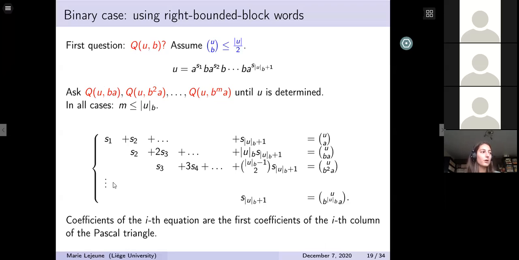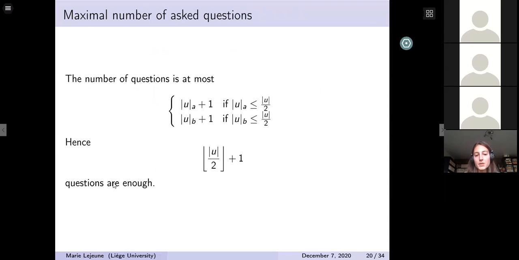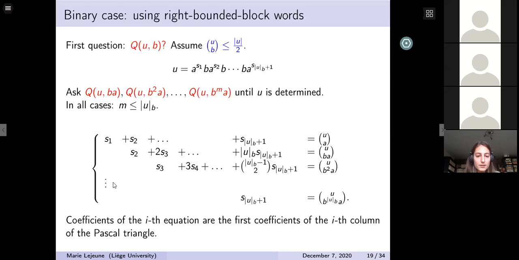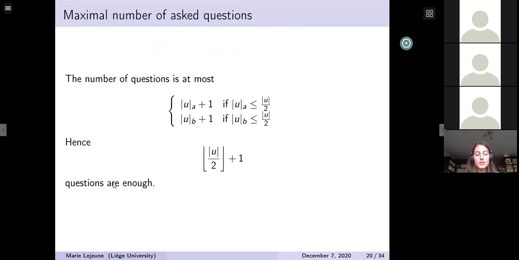Okay, so this is for the binary case. It's pretty easy. And the number of questions, as I told you, is M plus 1 questions. And M is at most the number of occurrences of the letter that is the least present in the word. So there are not so many questions. There are at most half of the length of the word questions. So if I want to determine any word of length 36, 18 questions are enough. Or 19, because there is a plus 1 here. 19 questions.